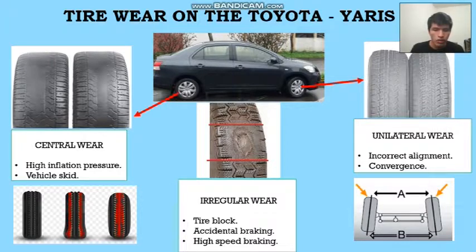Also, we found irregular wear. It's produced in a specific location of the tire. The most likely causes are tire block and accidental braking and high-speed braking. The unilateral wear is produced because of incorrect alignment and the steering system converging.